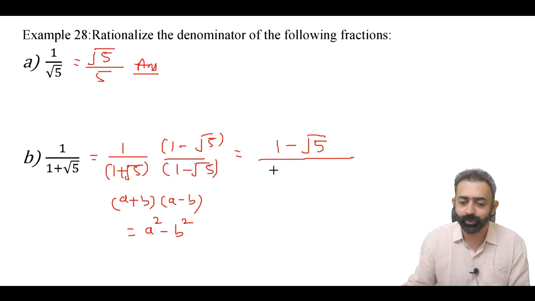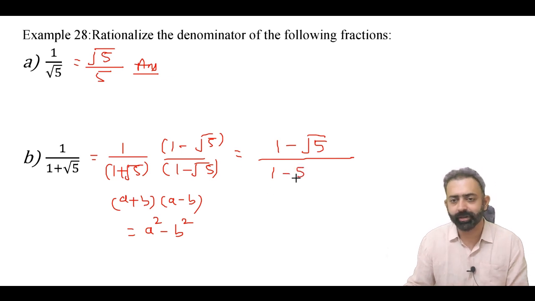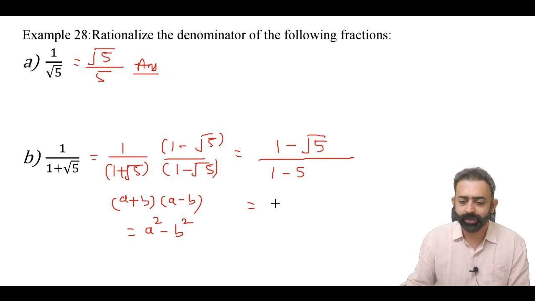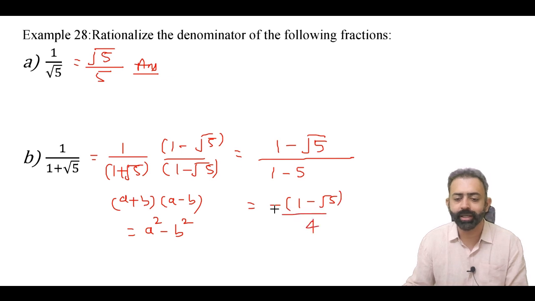So I will just write a square, which is 1, and minus b square, root 5 square is just 5. 1 minus 5 is minus 4. So it is minus of 1 minus root 5 over 4. You can take the minus inside. You can also write this as root 5 minus 1 over 4.